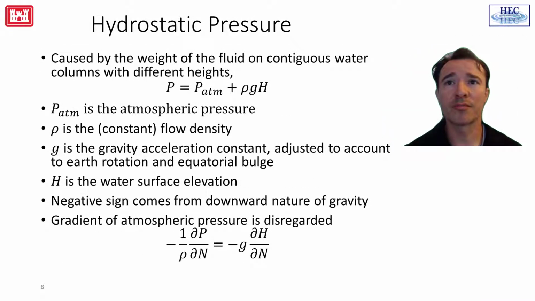Hydrostatic pressure assumes the vertical water accelerations are small compared to gravity, and this is true for most RAS applications. The total pressure is the sum of the atmospheric pressure and the weight of the fluid above a point. Since atmospheric pressure is assumed constant in RAS, the horizontal pressure gradient only includes the gradient of the water surface.